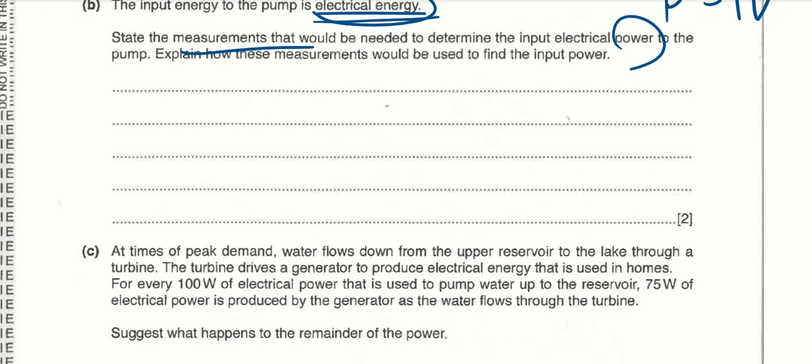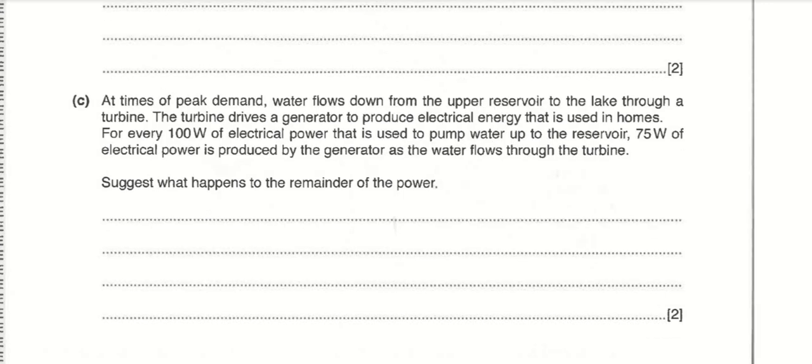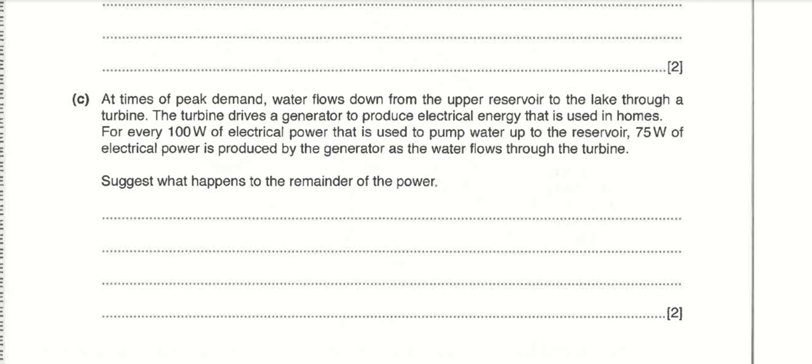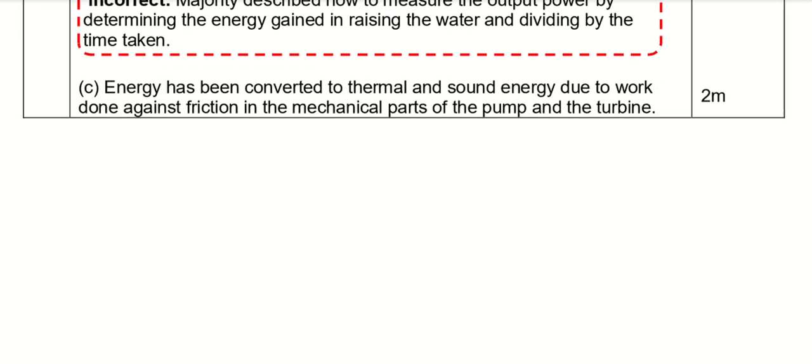At times of peak demand, water flows down from the upper reservoir to the lake through a turbine. The turbine drives a generator to produce electrical energy that's used at home. For every 100 watts that's used to pump energy, 75 watts is produced by the generator. What happens to the remainder? How come 100 watts then only use 75 watts? 2 marks. Transfer to other stores such as sound and internal stores. So this answer hasn't been updated to the stores one. Yep, but the idea is the same.